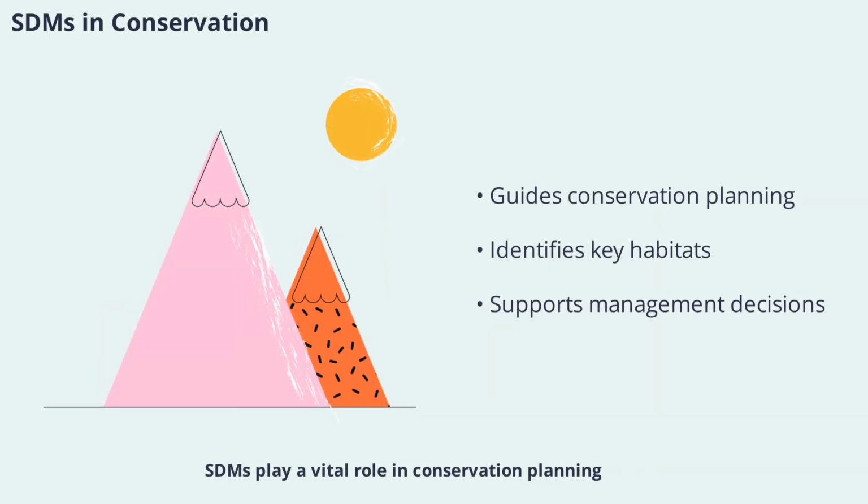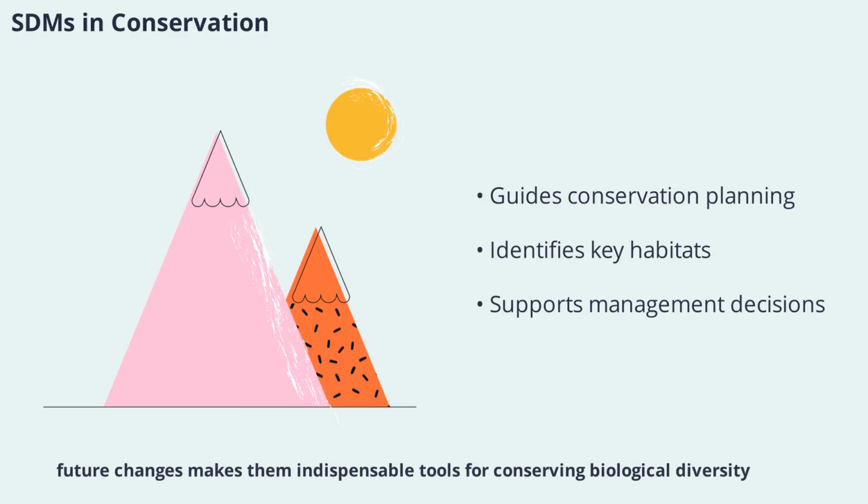SDMs play a vital role in conservation planning, helping identify areas of high biodiversity, suitable habitats for rare species, and regions at risk from climate change or invasions. By providing spatially explicit predictions, SDMs inform decisions about protected areas, restoration efforts, and resource management. Their ability to integrate diverse data sources and forecast future changes makes them indispensable tools for conserving biological diversity.